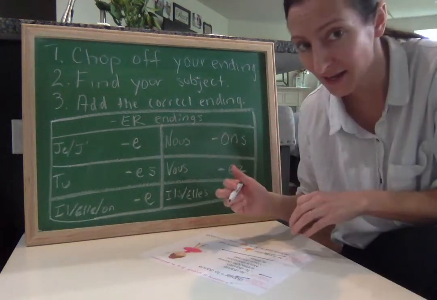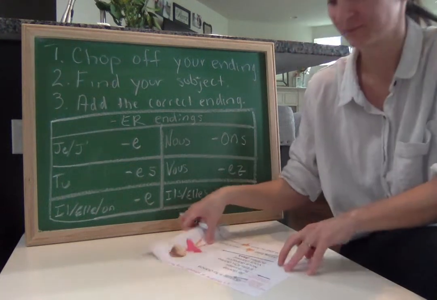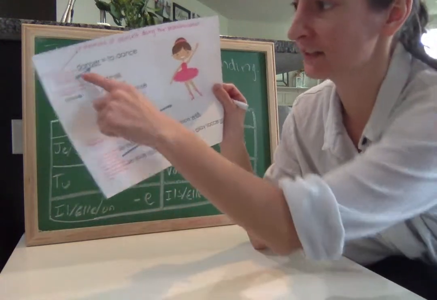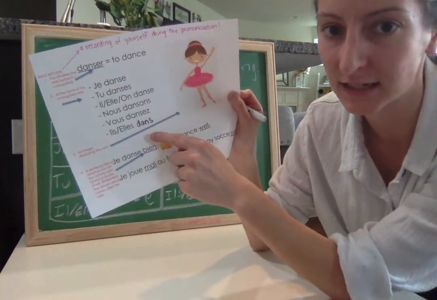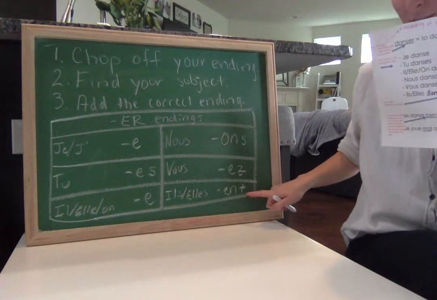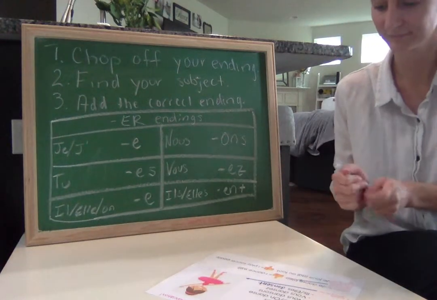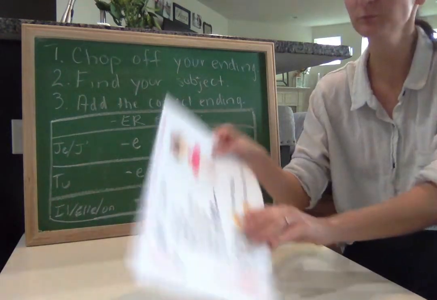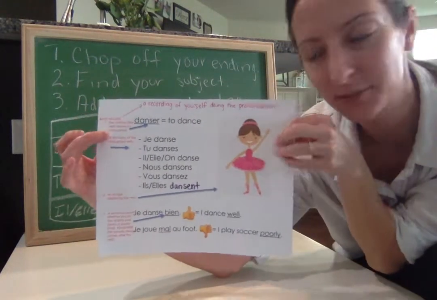So if danser is my infinitive, I chop off the ER. I'm left with my stem, D-A-N-S. What's my ending for il and elle pluriel? I look at my chart: E-N-T, okay? Boom. Easy enough.